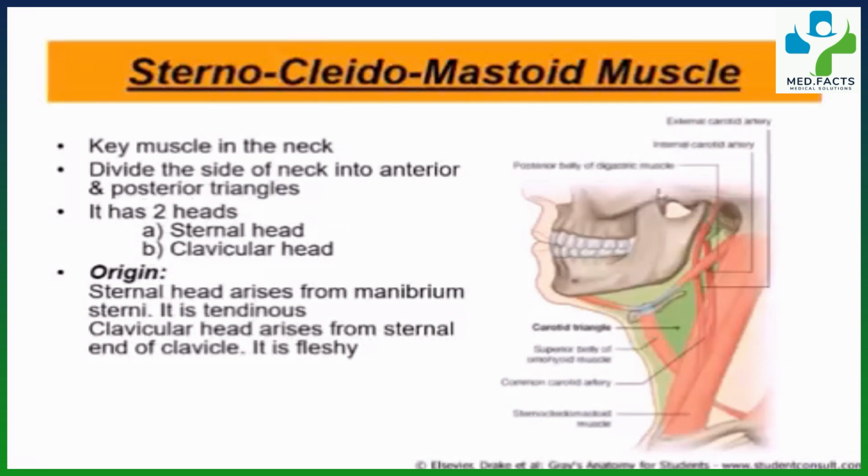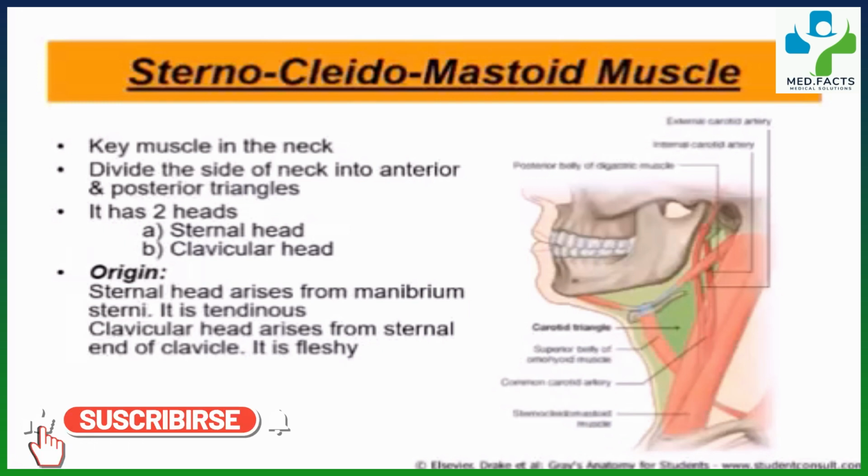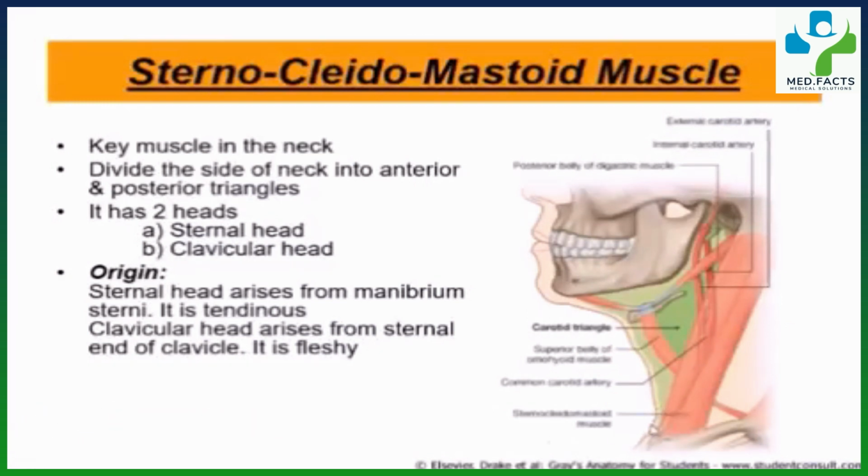One important thing about the muscles of the neck is that they are named according to their origin and insertion. So if you know the name of the muscle, you already know the origin as well as the insertion of the muscle. Most of the muscles in the neck are named this way. Here it is called sternocleidomastoid because the origin is from the sternum, cleido is clavicle, and it gets inserted to the mastoid. So the name itself indicates the origin and insertion.